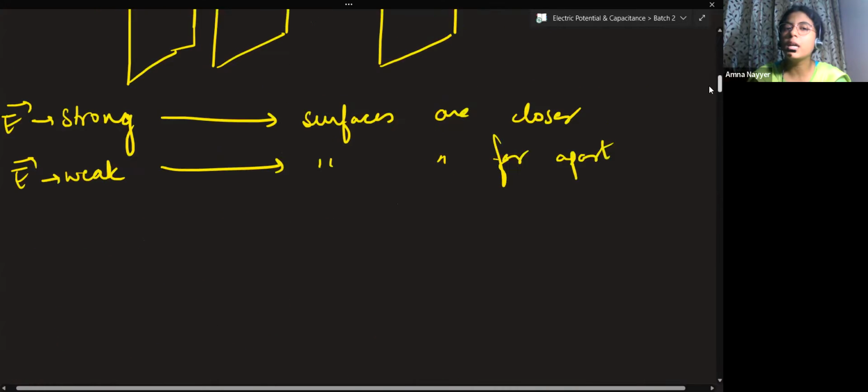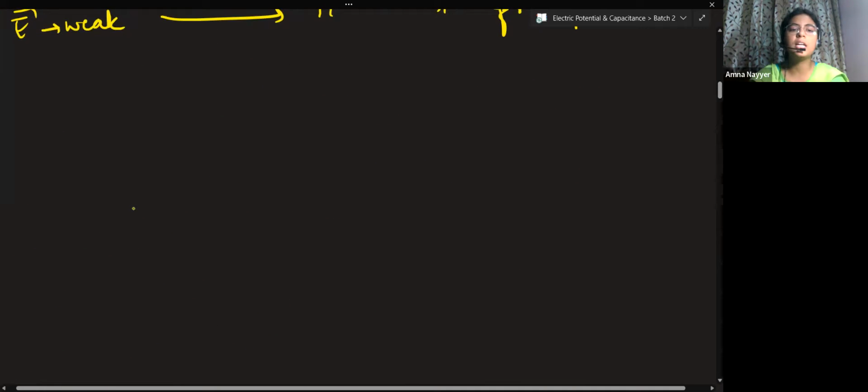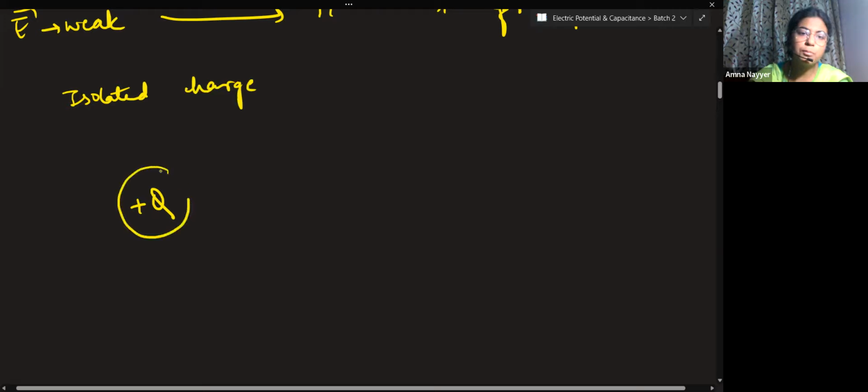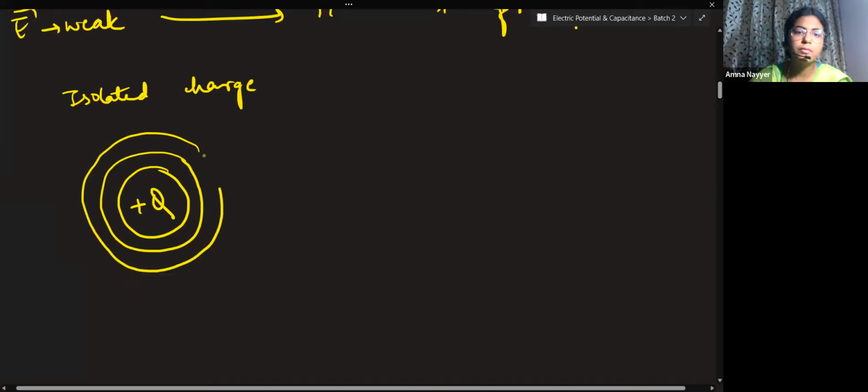Now see, if you are given an isolated charge, Q, how to draw equipotential surfaces? Just keep on drawing concentric circles around it. These represent the equipotential surfaces for a positive point charge.